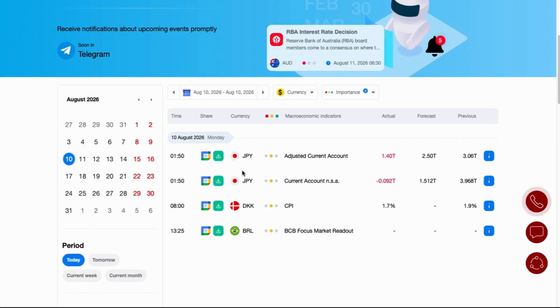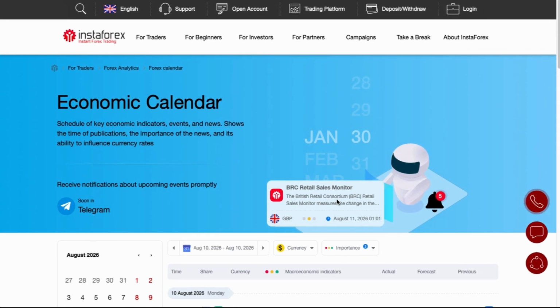Adjusted current account in Japan shrinks to 1.4 trillion yen. Current account is, as you can see, minus 0.92 trillion yen. CPI in Denmark 1.7%, and in the middle of the day we got the data from the Brazilian market readout. So basically a non-event Monday ahead of us.